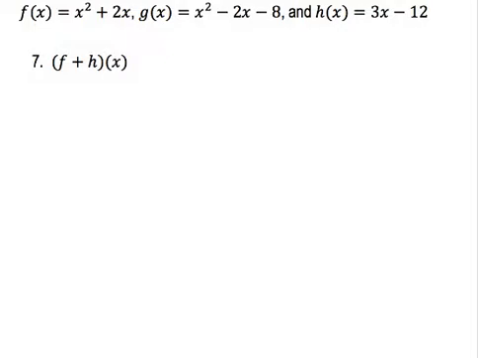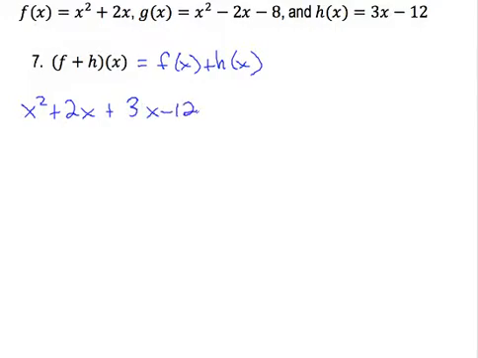So on number 7, we have f plus h of x. Now, again, you can think of this as f of x plus h of x. Notice here we're not plugging in a specific number for x. We're just going to add the two functions together to get a new function in terms of x. So f of x is x squared plus 2x. h of x is 3x minus 12. So we can add these two functions together.